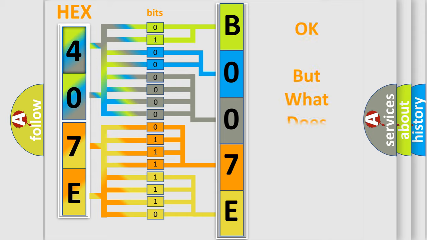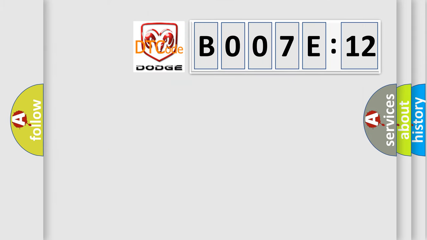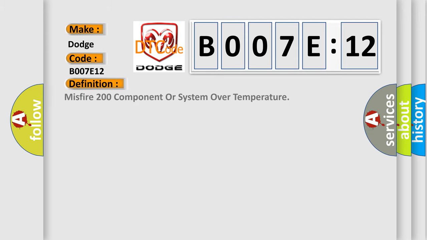The number itself does not make sense to us if we cannot assign information to what it actually expresses. So, what does the Diagnostic Trouble Code B007E-12 interpret specifically for Dodge car manufacturers? The basic definition is Misfire 200 component or system over temperature. And now this is a short description of this DTC code.